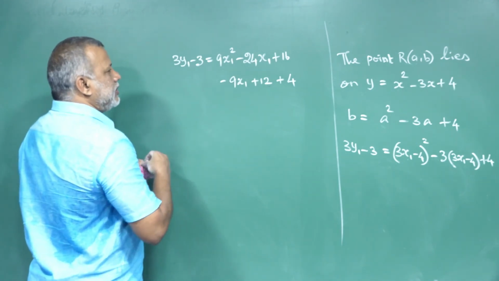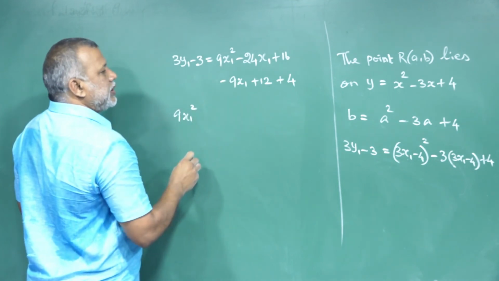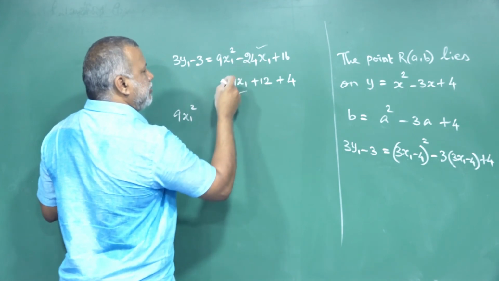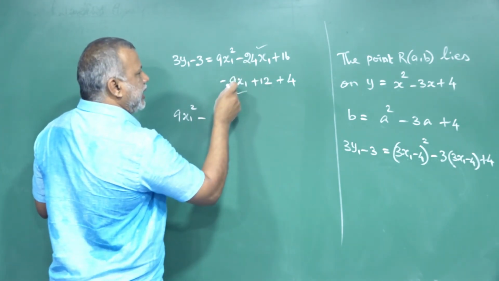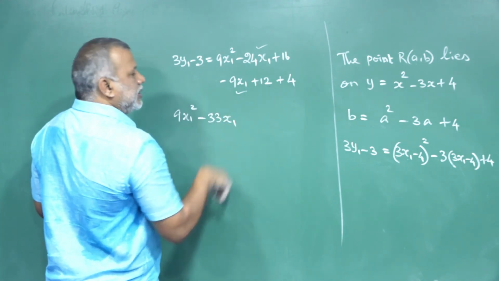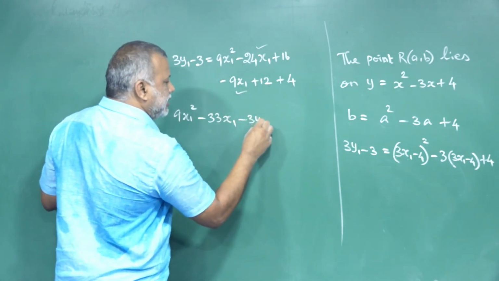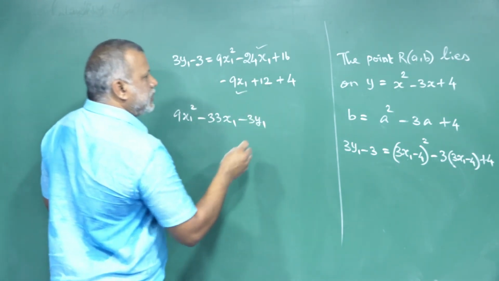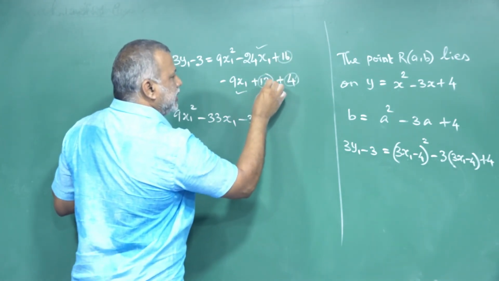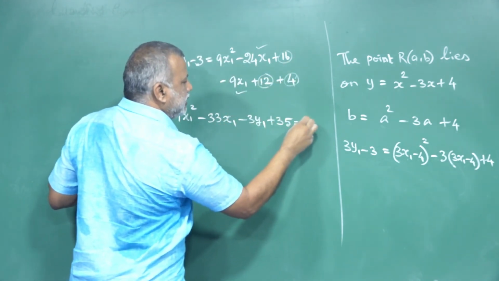Now simplify this one, I can get 9x1 squared. Here already 24x1, here 9x1, both with the same symbol. Therefore minus of 24, again adding with 9, we can get 33x1. Here we are having one more y1, convert into the other side, we can get minus 3y1. Then the values of constant, 16, 4, 20, then 32. This negative 3 becomes here positive, so 35 equal to 0.